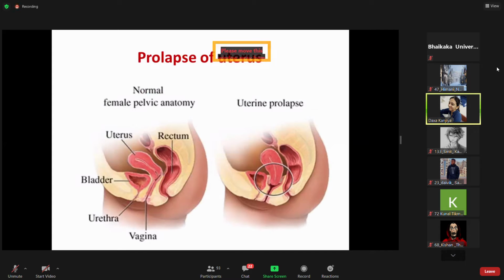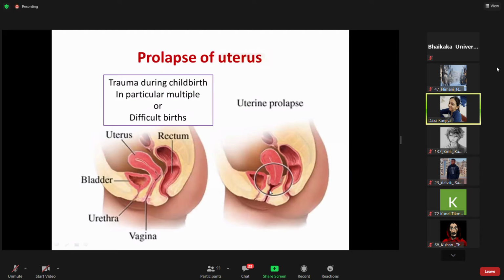Prolapse of the uterus is the downward displacement of the uterus from its anatomical position. Here you can see. The most common cause is trauma occurring during childbirth, particularly in multiple births or in case of difficult birth.